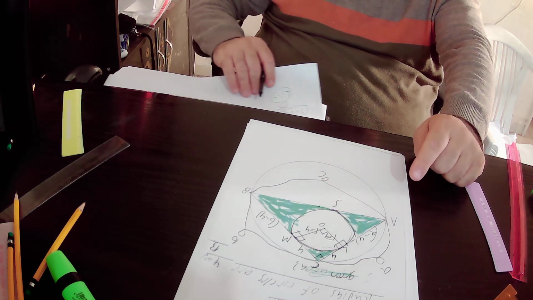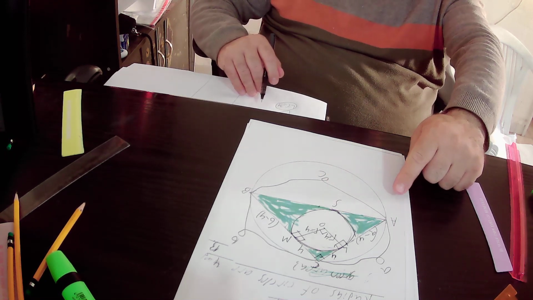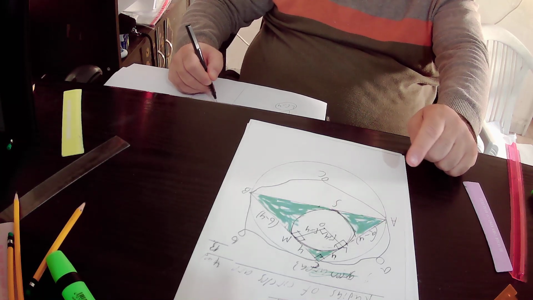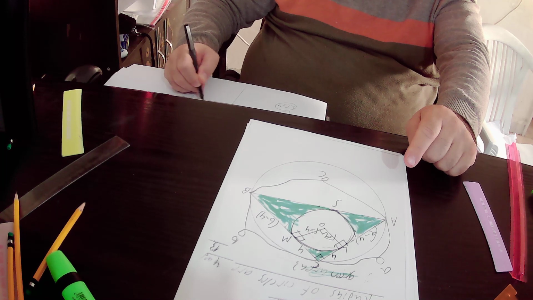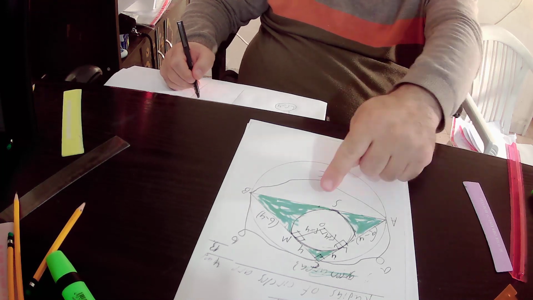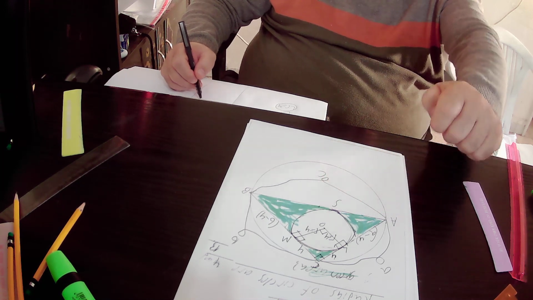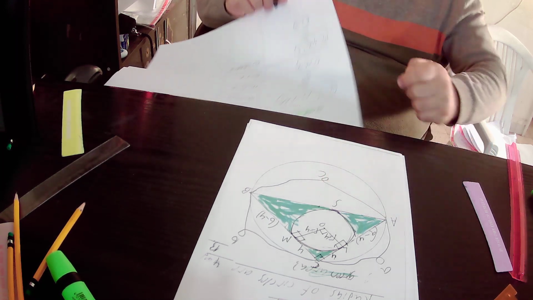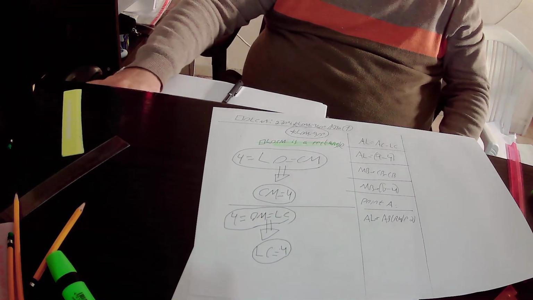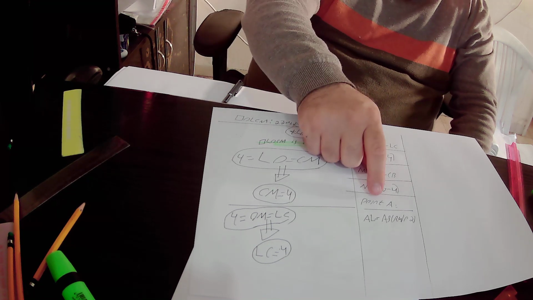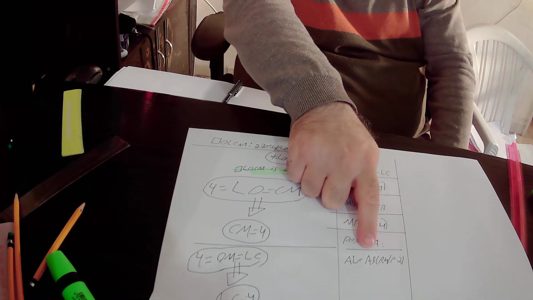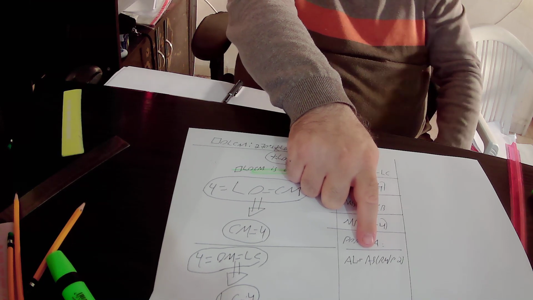The first tangent is tangent AL, and the second tangent is tangent AS. And according to rule number 2, the lengths of those two tangents must be equal to each other. That is to say, AL equals AS according to rule number 2.